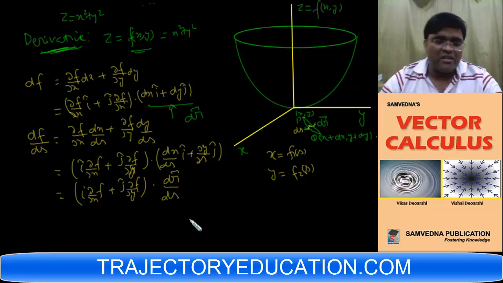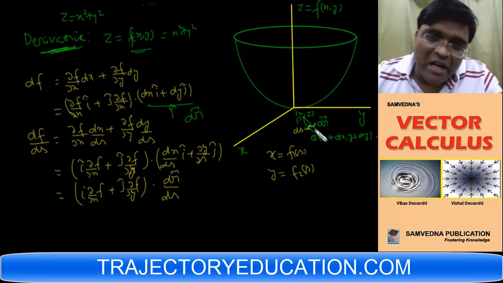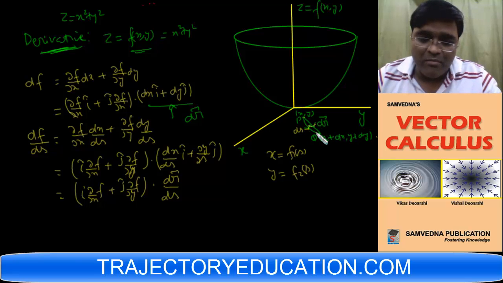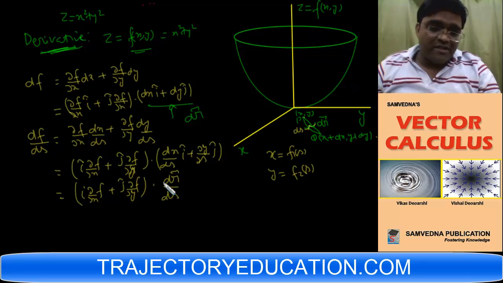Remember, this is the dr vector. In the limiting case, you can understand that this ds is nothing but the magnitude, the length of this dr vector. When q tends to p, dx and dy are obviously very small, so the length of this dr vector and the length ds will be very small. In the limiting case, ds is the magnitude of dr. So in this case, since ds is the magnitude of dr, this will be a unit vector.